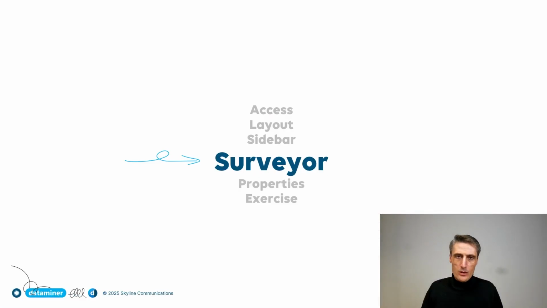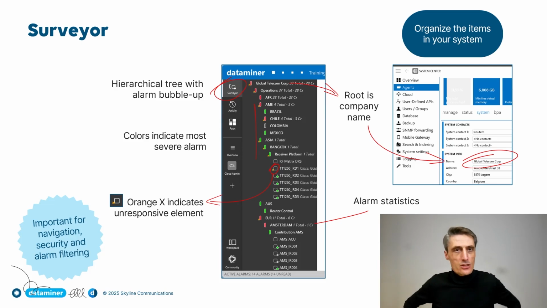Let's go back to our Surveyor. So that's a little bit the Surveyor, the bubble up I've mentioned with the alarm color coding going to the top, the separate timeout going to the top, the orange cross. So you can always see the most severe alarm bubbling up to the top. Yeah, special item is the root.